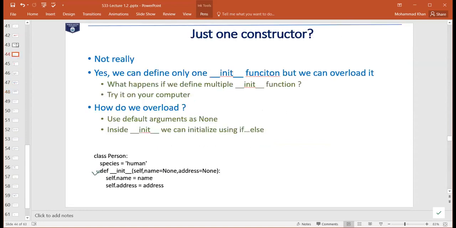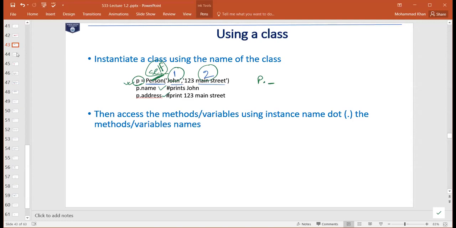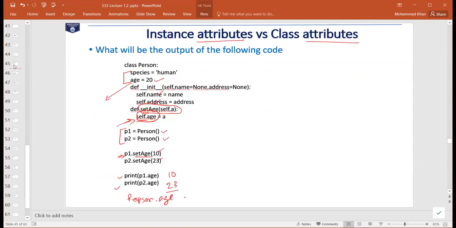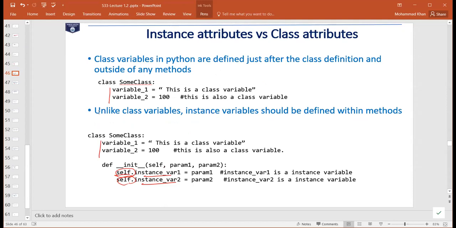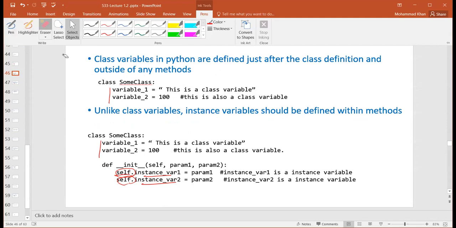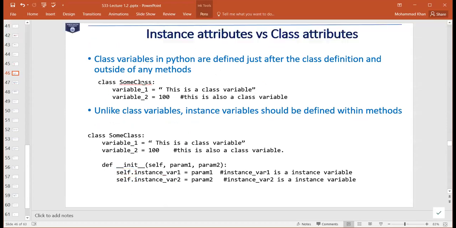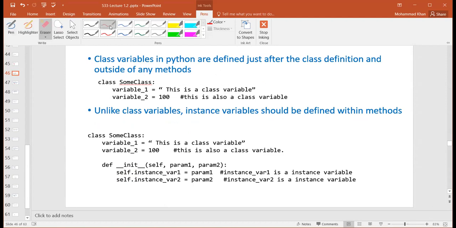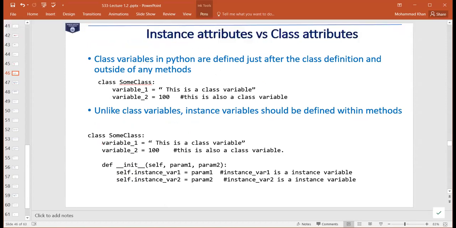So instance variables are here. We have some examples here. Whatever variable we declare outside of any methods, for example here variable 1, variable 2, they are class variables. So they have class scope. If one object of some class changes this variable, other objects will see the changes.